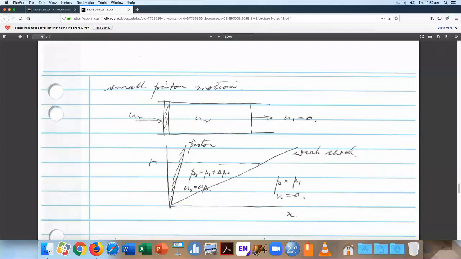This pressure, if the pressure ahead of this weak wave is P1 and the velocity is 0, then I've got a weak wave, and right behind it the pressure is P1 plus delta P, but that's a very small quantity. And U2 is the velocity of the piston, very small quantity. So that's the basic idea of a shock tube, but it's a linearized shock tube for a very, very small piston motion. I could make this piston move terribly fast. How could I do that?